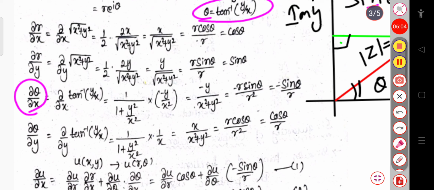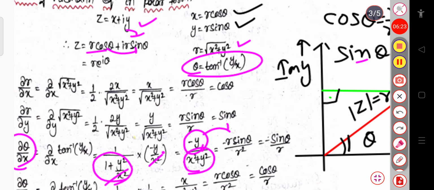Now the term will be −y divided by (x² + y²)/x². So this x² term gets cancelled, and the remaining term will be x² + y². Here it is −y. So in place of −y we have to put −r sin θ, because in polar coordinates we know y equals r sin θ. And x² + y² equals r², so only r remains, so this will be equal to −sin θ/r.